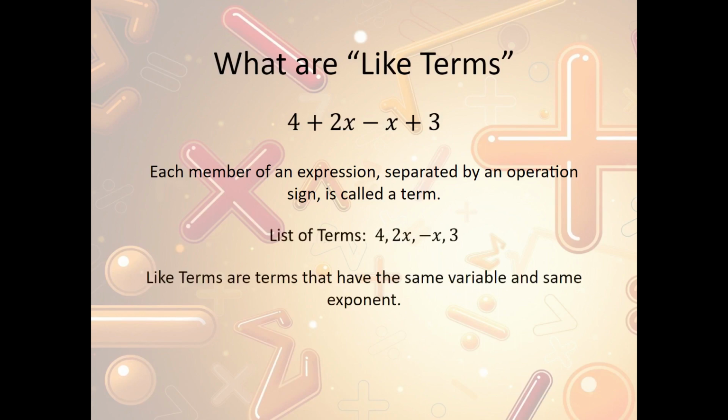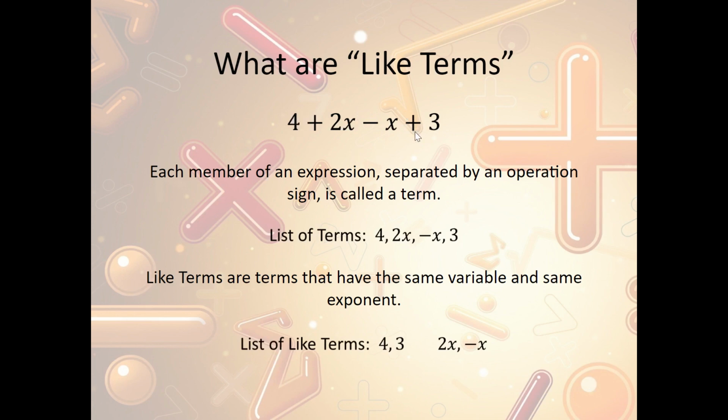Now, like terms have the same variable and same exponent. For instance, 2x and negative x are like terms because they have the same variable, they're both x, and they have the same power, which in this case is an imaginary 1. So those are considered like terms.